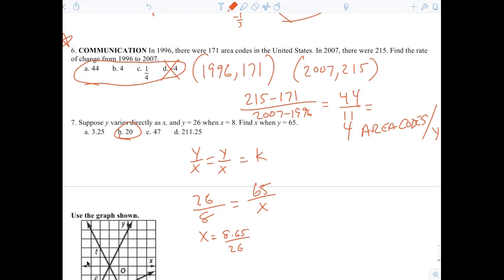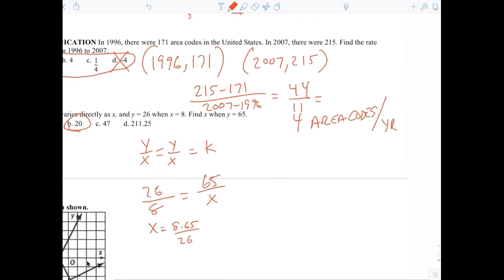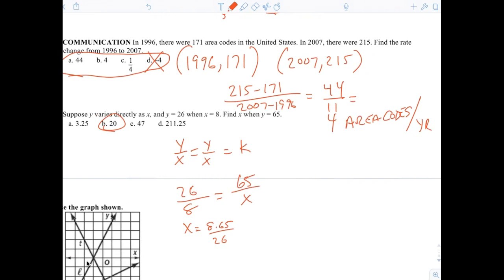All right, so I need you to try to think about it. When somebody says a percent of increase or decrease, you're finding how much it went from one to the other. Here, you're telling me how much it increased every year. So that's what I try to emphasize here. There are 4 area codes per year. You understand the difference?